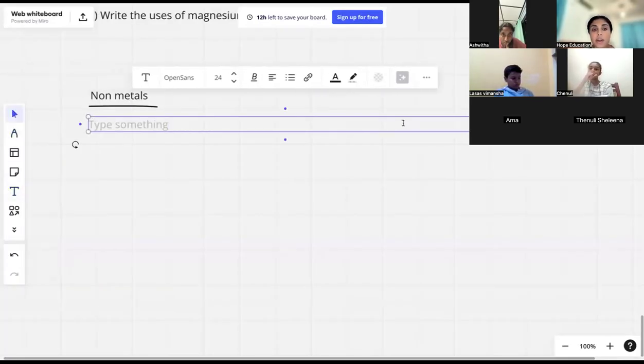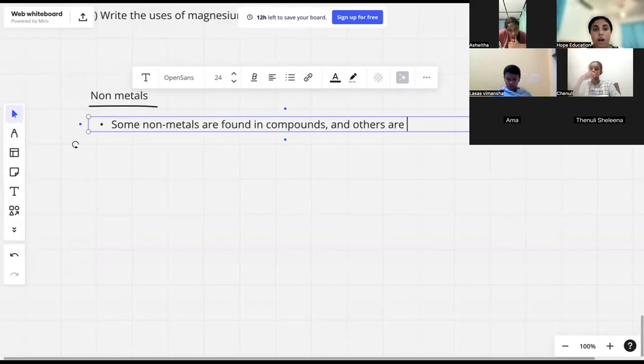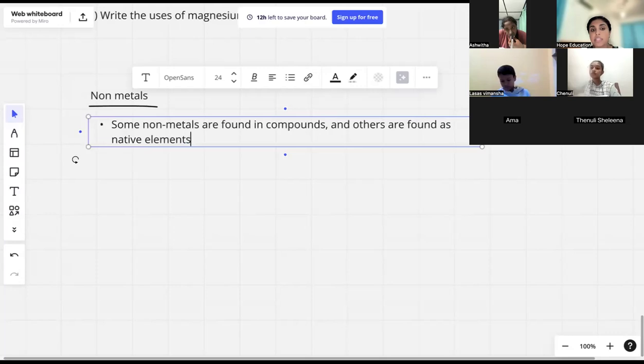So one thing is that I told you sodium and magnesium are quite reactive, right? So we can't find them in the pure state in nature. Some metals you can find in the pure state, for an example, iron and copper. So in non-metals also, some non-metals are found in compounds and others are found in the pure state. Don't write this. Others are found as native elements. Native elements means they are found in the pure state.